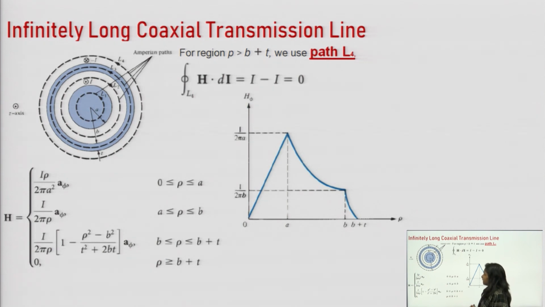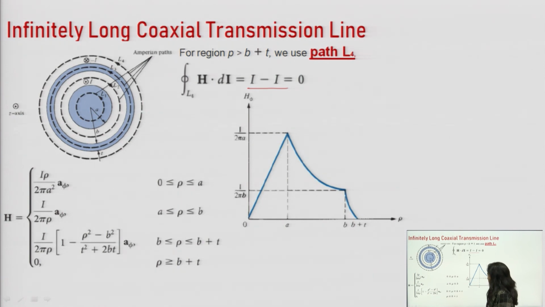Now finally this is for L4. L4 is the outer Amperian path, which is outside the outer part, where we can see that the total current enclosed is equal to 0, because in the inner part the current flowing is I, and for the outer part it is minus I. So the total net current is equal to 0. So outside of the coaxial transmission line, the value of the magnetic field will be equal to 0.